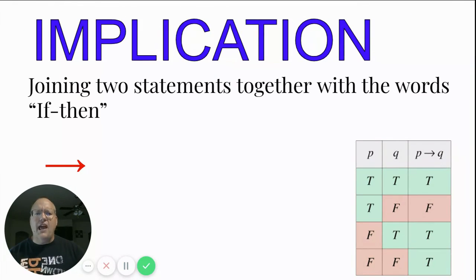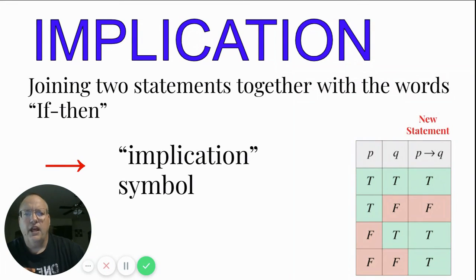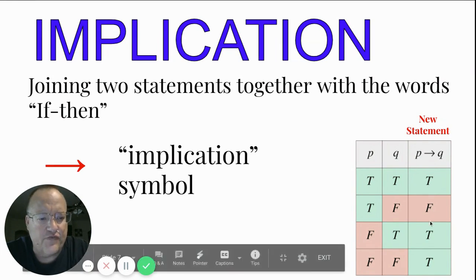And then, of course, finally, we have the implication arrow. We're going to be dealing heavily with the implication. That's joining two statements together with the words if and then. So as you take a look here, this little arrow means if P, then Q. That's called the implication arrow. It's the implication symbol. So if I've given you two statements, P and Q, the new statement is if P, then Q.